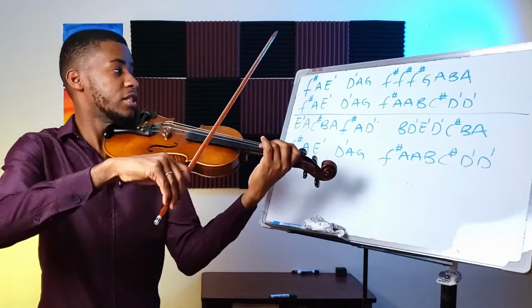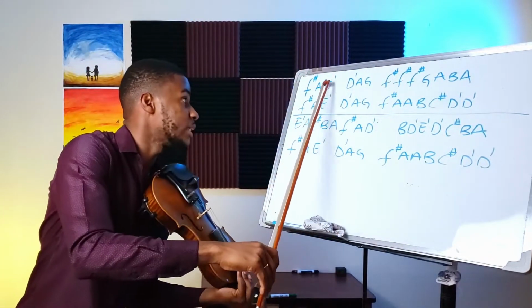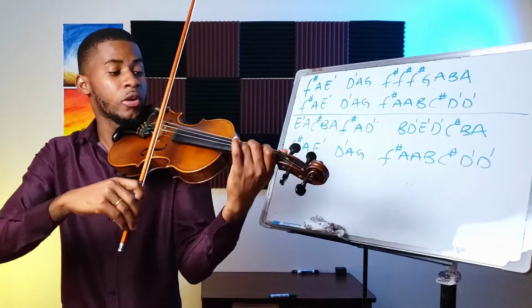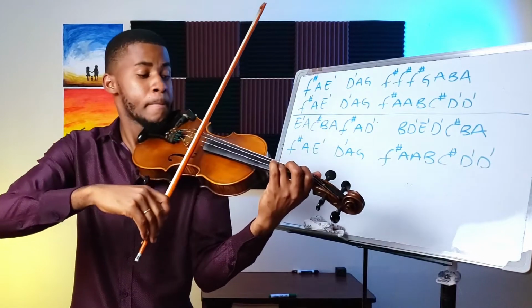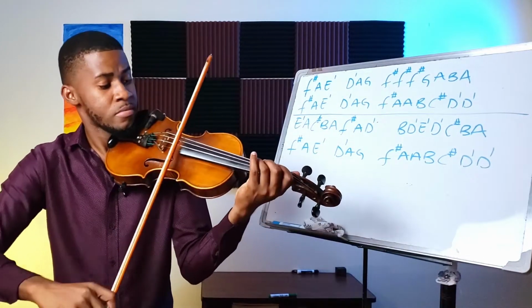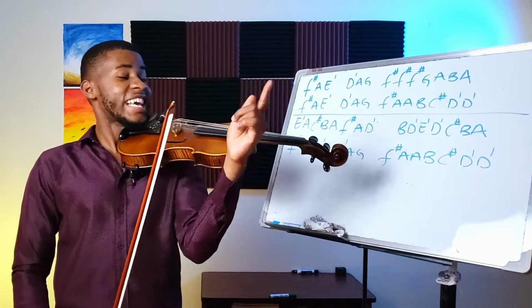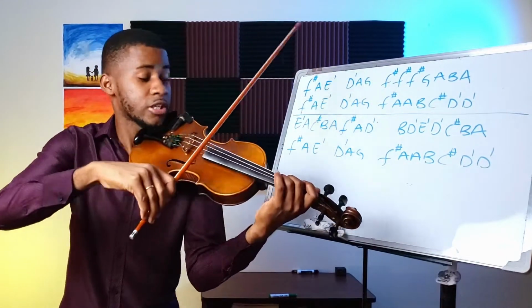And then we have our D with an apostrophe. So remember we said when we have an apostrophe, it's the higher one. That's why we played the open E string. Let's keep going. Third finger on the A. So that's A, that's D, A and G. Let's go again on the next section now.